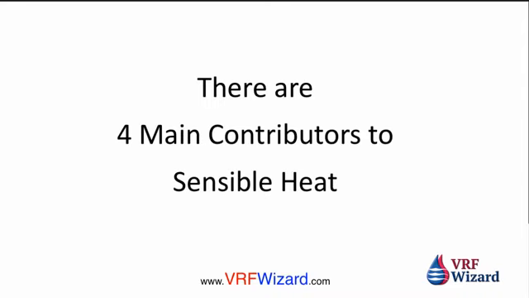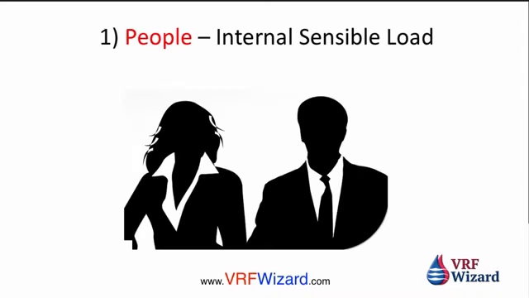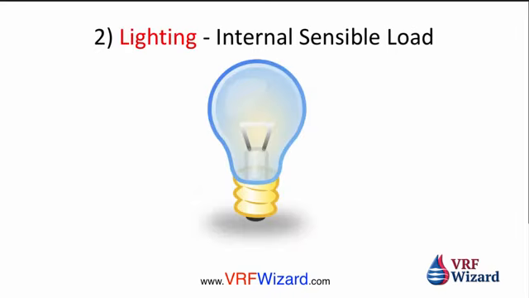So basically there are four main contributors to sensible heat. One is people. People give off heat, and depending on the activity level, the amount of heat they give off changes. So the second item that contributes to the heat load for the building is lighting. How much lighting, what type of lighting, how many watts, the usage patterns, a lot of things go into it. We're going to make it very simple so you can understand.